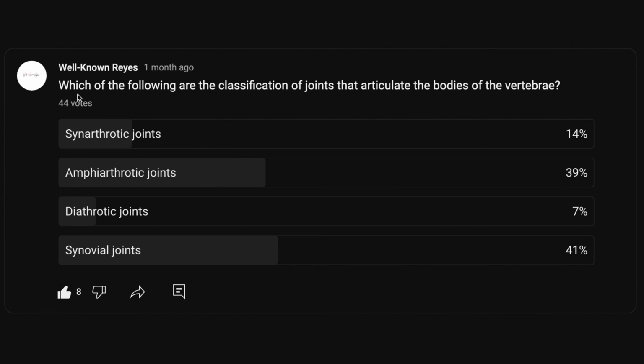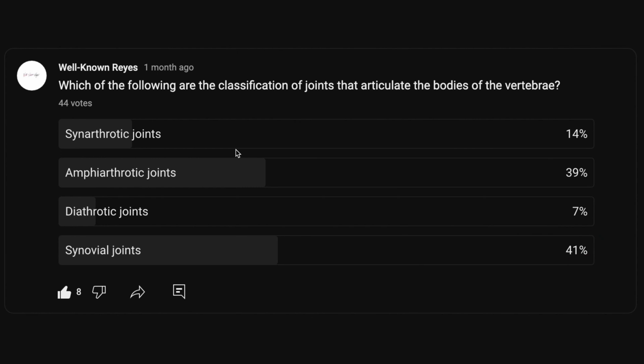All right, so in the community tab, I asked you which of the following are the classification of joints that articulate the bodies of the vertebrae. And we had a great turnout here. We had 44 votes. 14% of you said synarthrotic joints, 39% said amphiarthrotic joints, 7% said diarthrotic joints, and 41% said synovial joints. Thank you to the 8 people who liked this post. A majority of you went with synovial joints, and it was kind of in between synovial and amphiarthrotic joints. So let's see which one of these is the correct answer.